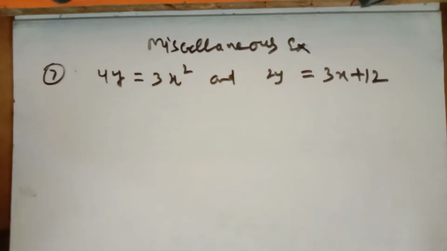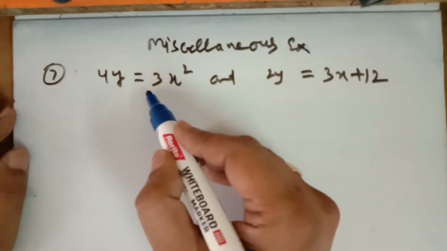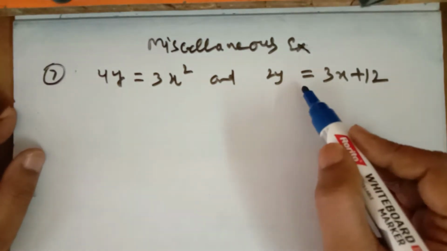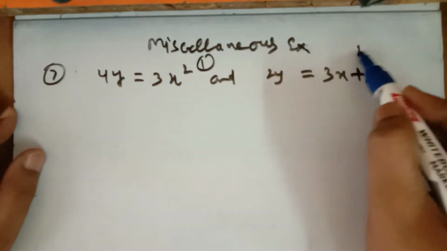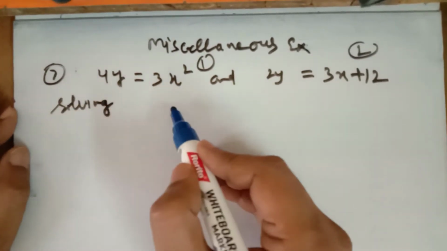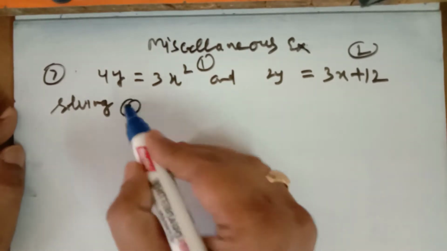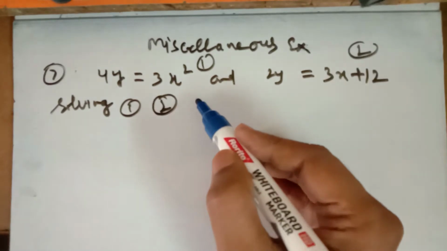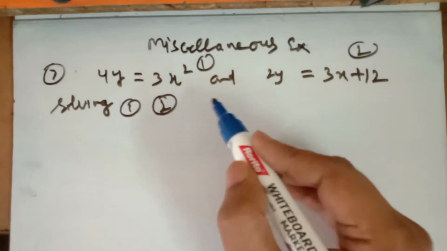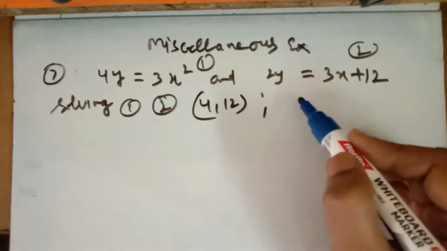These are the two curves. When you see it carefully, this curve represents a parabola which is symmetrical to the y-axis, and this is a straight line which is not passing through the origin. As usual, first of all, solve equations 1 and 2 to get the points of intersection of these two curves. As you solve by any method, you will get (4, 12) and (-2, 3).